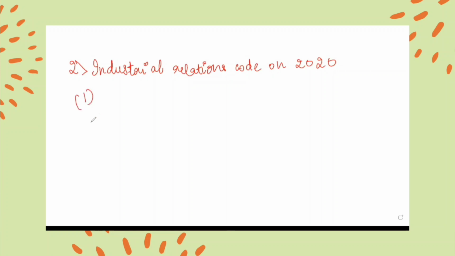The second one, the most important one, is the Industrial Relations Code 2020. The first one which we saw was Code on Wages 2019. This is Industrial Relations Code 2020. Under this, we have following 3 acts. The first act is the Trade Union Act, and the second act is the Industrial Employment Standing Orders Act, and the third act is the Industrial Disputes Act of 1947. Again, a short story for you to remember.